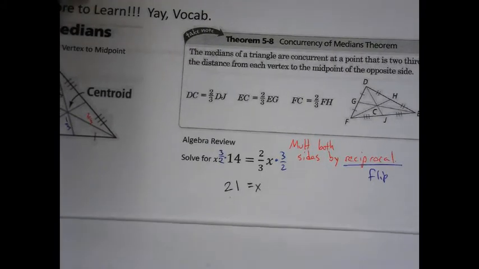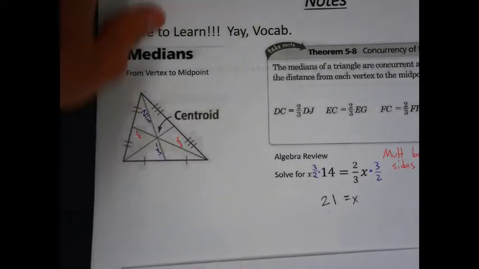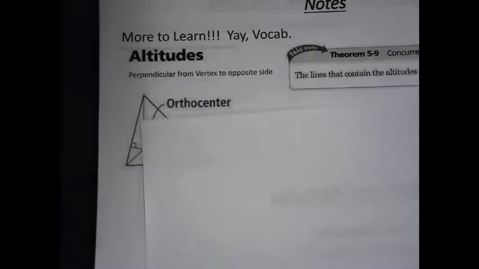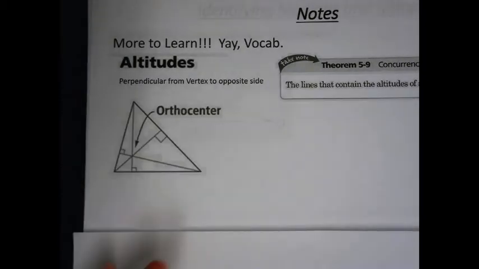Back to vocabulary. Median: from the vertex to the midpoint. Next, we're going to learn about altitudes. Yay! So what is an altitude? It's basically the height of a triangle.